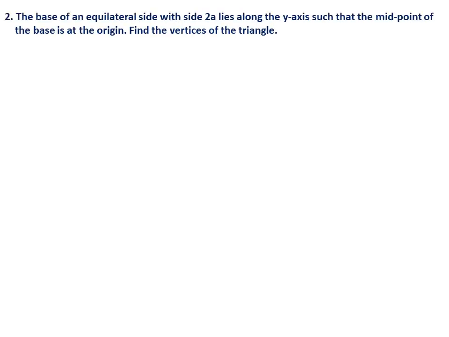Next question, the base of an equilateral triangle with side 2a lies along the y-axis such that the midpoint of the base is at the origin. Find the vertices of the triangle. Now try to understand the question. There is an equilateral triangle. So first draw the coordinate system. Now base lies along y-axis such that the midpoint of the base is origin.